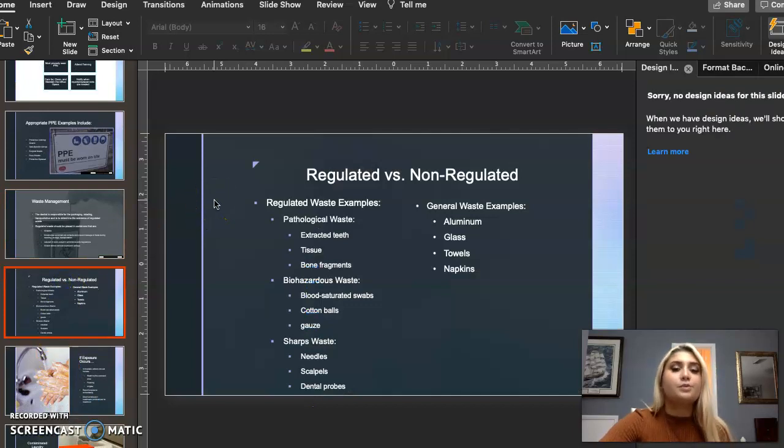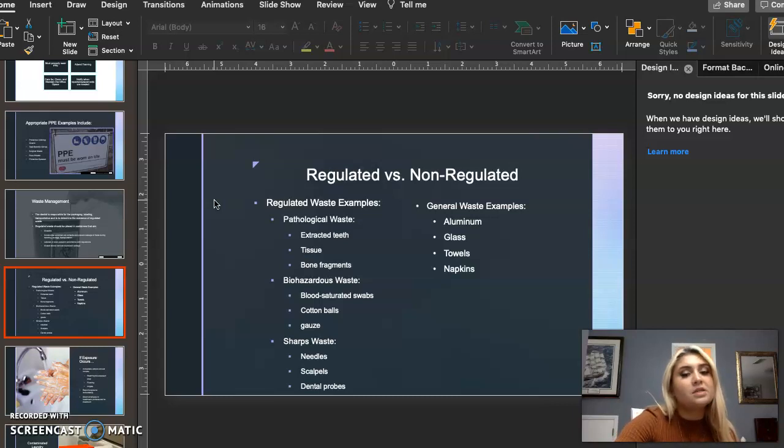So the difference between regulated waste versus non-regulated waste. Regulated waste means liquid or semi-liquid blood or other potentially infectious materials or contaminated items that would release blood or other potentially infectious materials in a liquid or semi-liquid state if compressed.